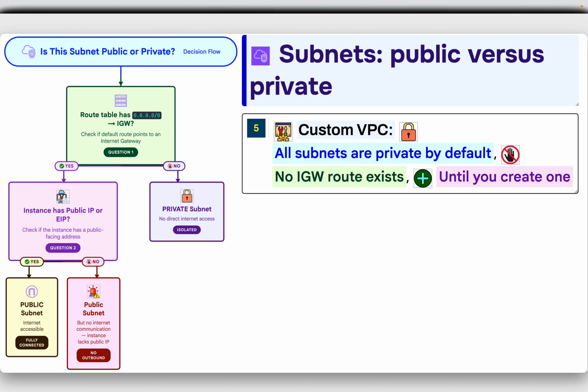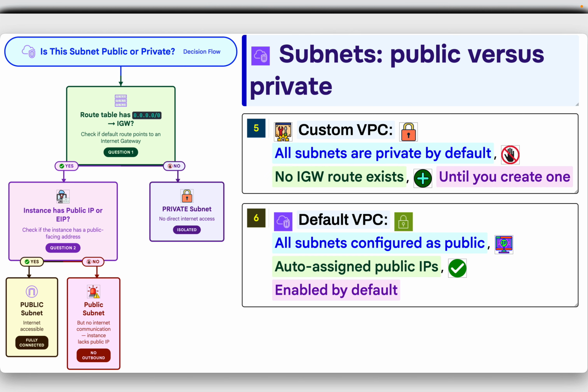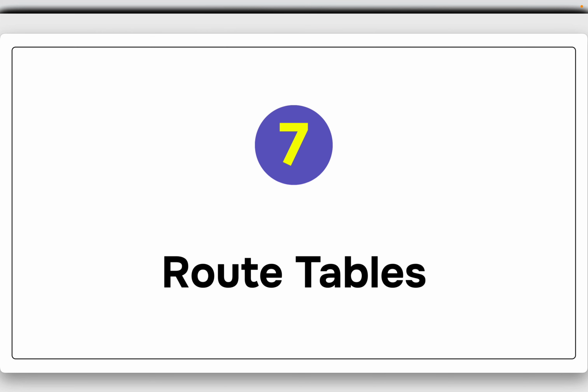In a custom VPC, all subnets are private by default. No internet gateway route exists until you create one yourself. In the default VPC, all subnets are configured as public and auto-assigned public IPs are enabled by default.